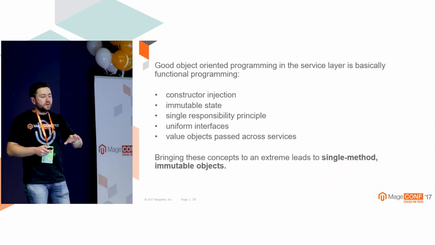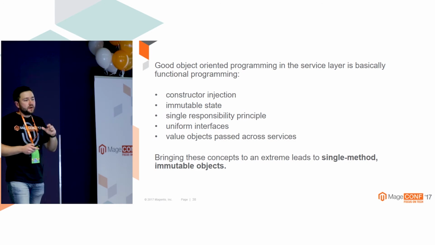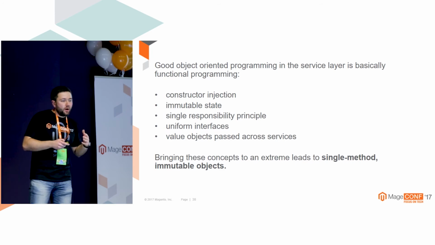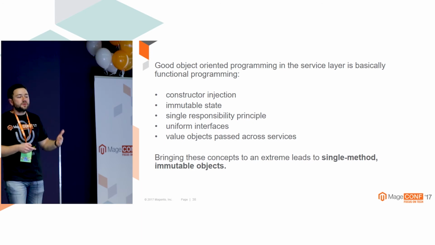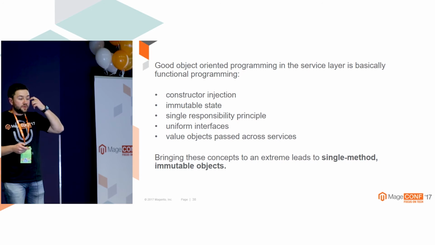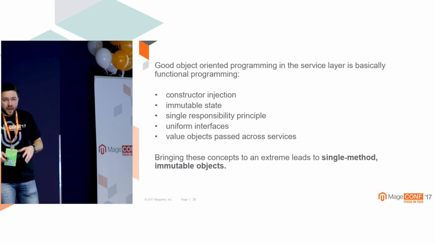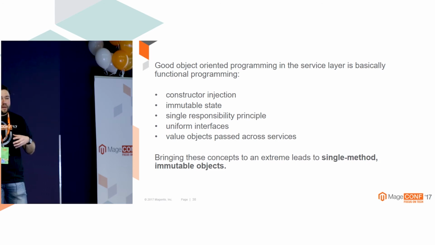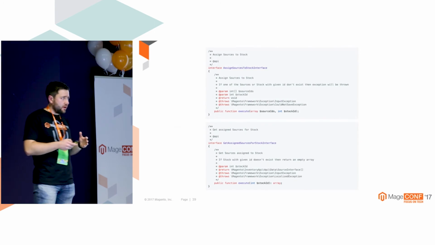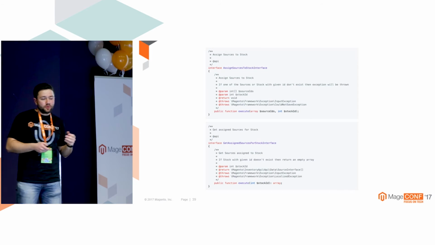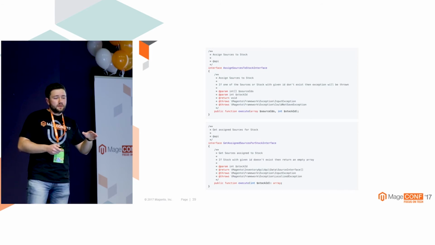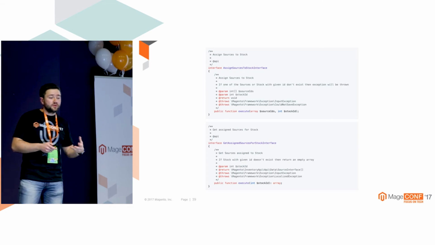And here is probably one of the most important slides in the presentation. We come to the conclusion that good object-oriented programming, the service layer, is basically functional programming, because we need constructor injection, immutable state, the single responsibility principle, uniform interfaces, and value objects passed across services. If we bring this concept all together, we end up with single method immutable objects. That's pretty typical currently for our interfaces. Most of our new interfaces, introduced for example in the scope of the Magento MSI module, but in other modules as well, are single method interfaces with the method execute.